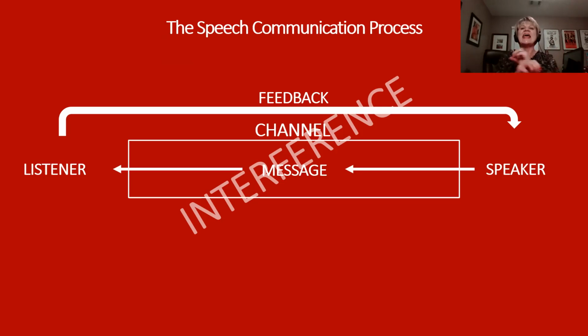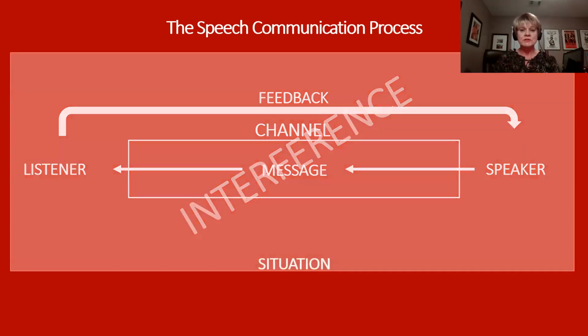So interference, like I said, is anything that impedes the message coming from a speaker to a listener or feedback from the listener to a speaker. All of this, everything happening, is encompassed within a situation. So all of the environment that's around you, if you're having an in-person communication situation, from the room you're in, if you're outside, if you're in a large building or in a tiny little closet-like room, that situation affects how the communication happens as well.